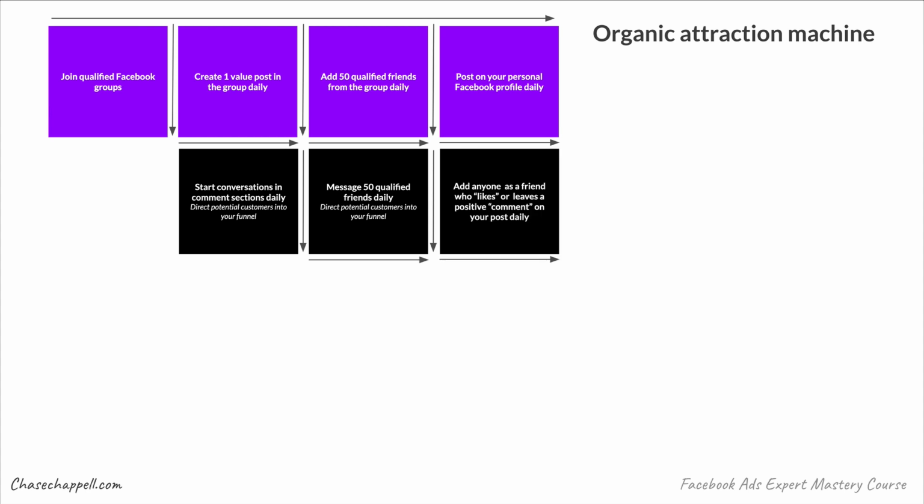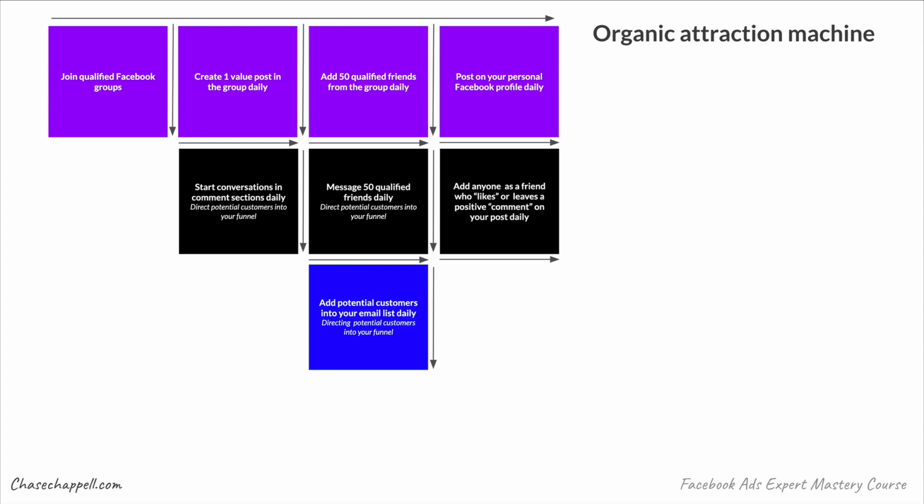And so you're going to add anyone as a friend who likes or leaves a positive comment on your post daily. And the reason we're doing this is because they're showing that they're engaged with your value post. They're showing that they enjoyed your content. And if they leave a positive comment, like they really liked what you said, or they really found value and they want to learn more, that's really where you're going to start messaging them and adding them as a friend. And then you're going to be moving these people into your email list daily. If you don't already have their email, you're going to be sending them to your landing page where you can capture their email, whether that's you're giving out something for free, or whatever the case is.